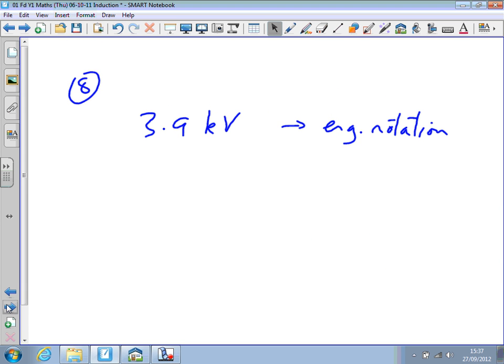I will move on unless you're desperate to say something. Number 8, well, we've looked at this already, so in engineering notation, someone in the middle. I agree with the 10 to the 3. What did you say first? No, we can't change the position of the decimal point. 3.9 times 10 to the 3. All kilo means is 10 to the 3. That means times 10 to the 3. So you don't change the number at all.